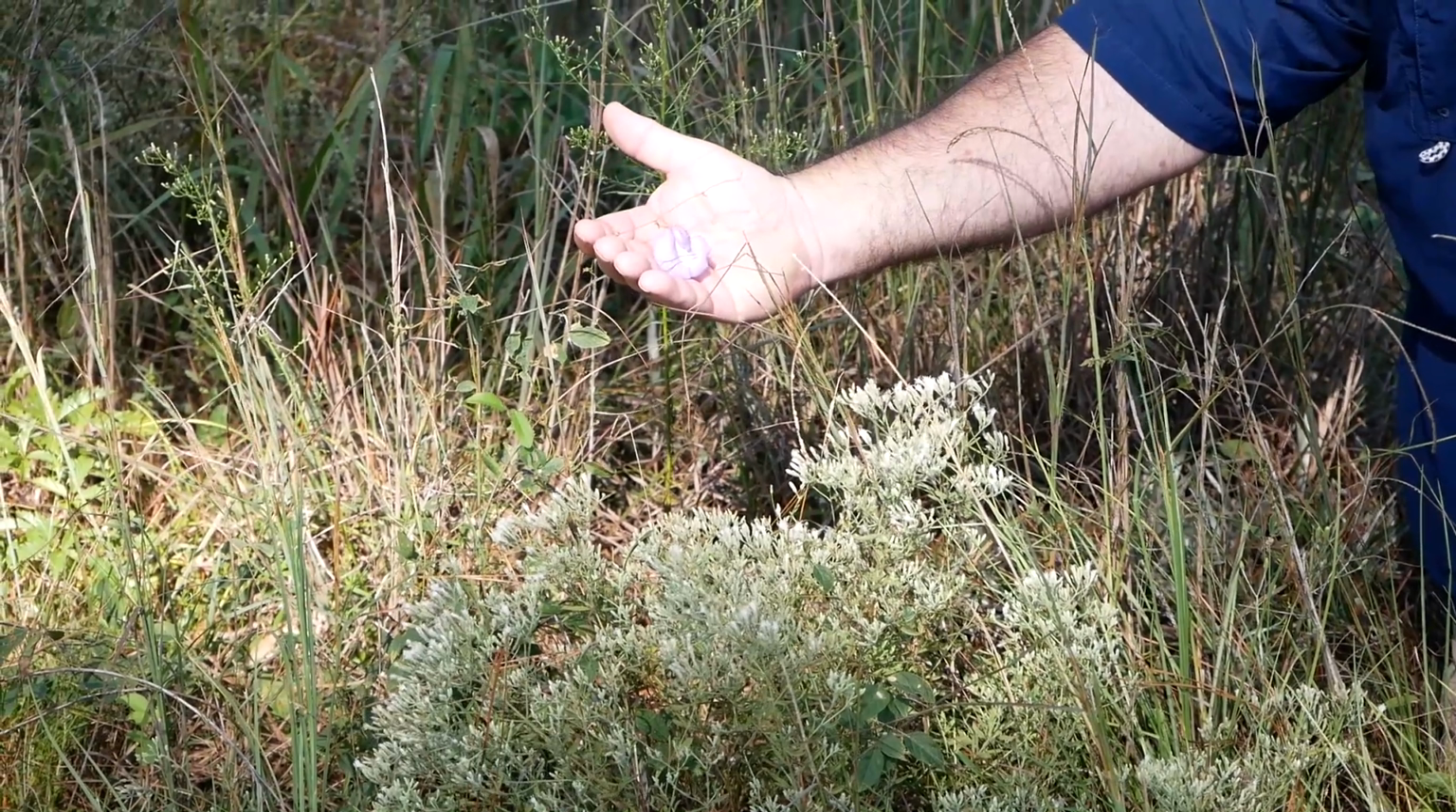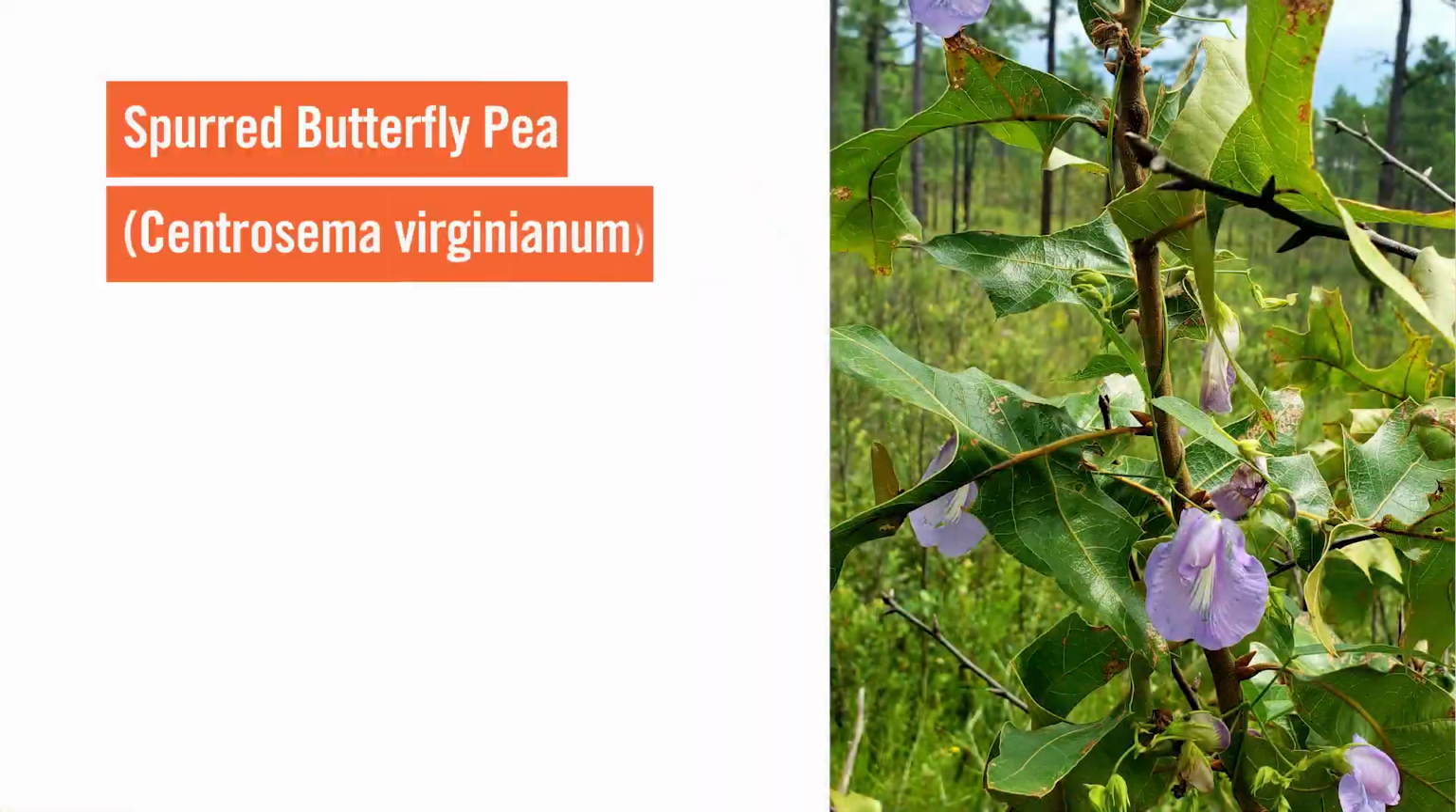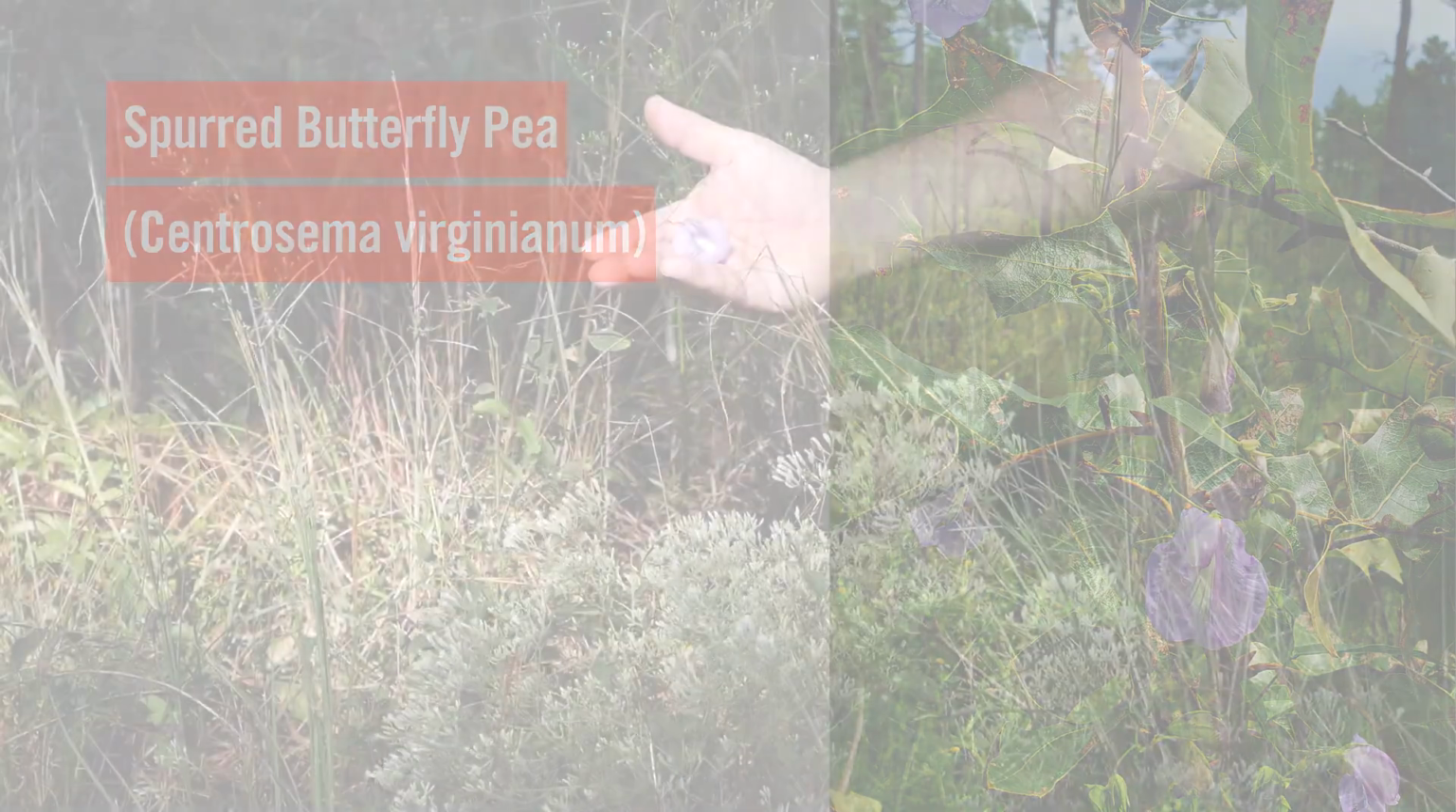Right here beside me is one of the legumes. This is spurred butterfly pea, which is a vine. There's a lot of it scattered around here. Again, this produces a hard-coated seed that is important for quail, and it also attracts pollinators.